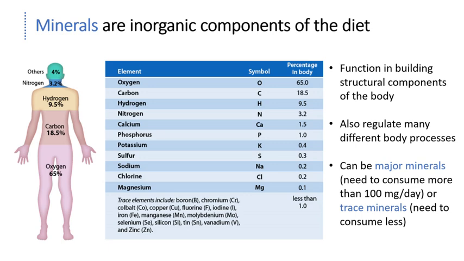Okay, so minerals, you know these as things that we find on the periodic table, right? Our elements, and you can talk about them in terms of their percentage in the body. So meaning, what is their relative abundance, or what percentage of the body is made up of each of these different types. And so you can see oxygen is significant, right?